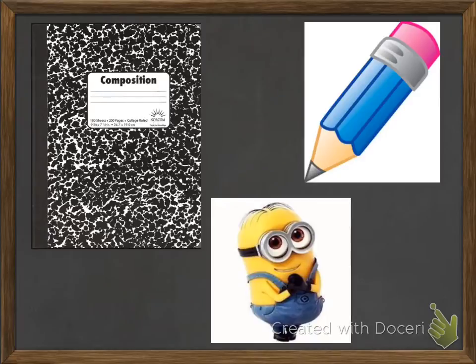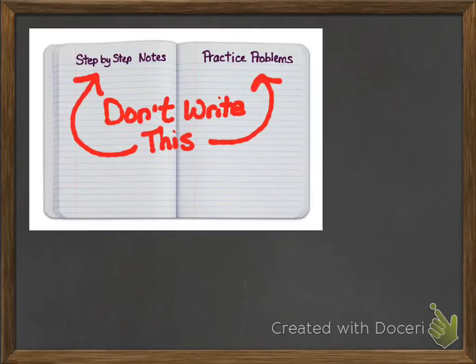So the two things you're going to need are your composition notebook and a sharpened pencil, please. I want you to go ahead and open up to the next available 2 pages in your composition notebook. On the left-hand side is where we're going to write our step-by-step notes, and on the right side is where we're going to be doing our practice problems. Now, don't write this down yet because I want you to get a visual of what's going to go on the left side of our notes and what's going to go on the right side. So when we start, we're going to be starting on this side right here on the left.